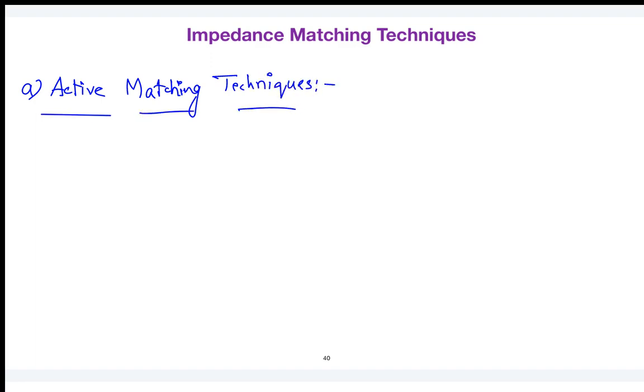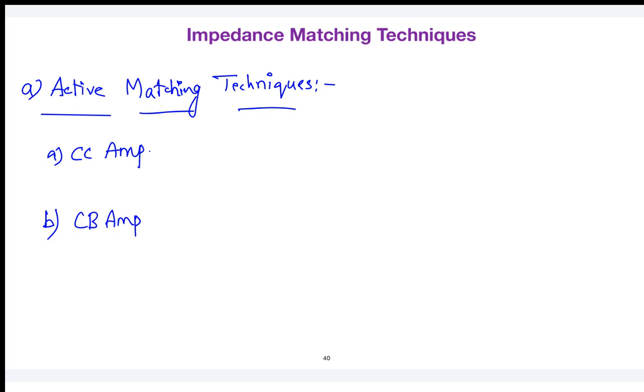Okay, so there are two kinds of matching techniques. Basically, if I classify, the first one is nothing but the active matching techniques. In active matching techniques there are two things. You can use a common collector amplifier, and in the other case you can use a common base amplifier.